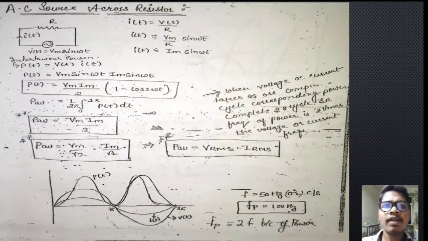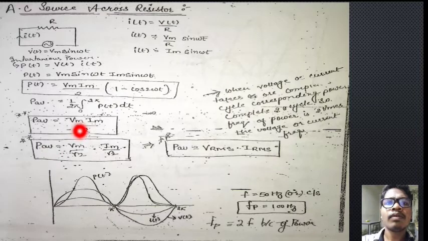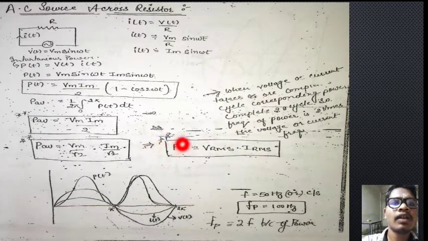So the average value is equal to Vm divided by root 2, into Im divided by root 2. Here root 2 multiplied by root 2 gives 2, so it is the same thing. We have already known that Vm divided by root 2 is the RMS value of the voltage and Im divided by root 2 is the RMS value of the current. So P average is the voltage RMS into current RMS. Please remember that formula, it is very important.